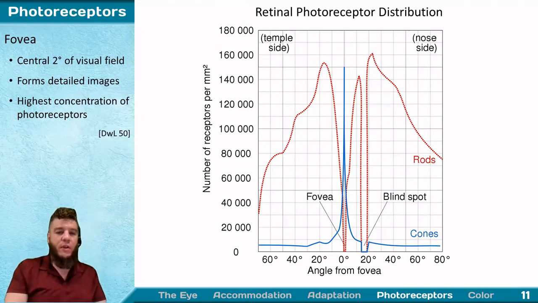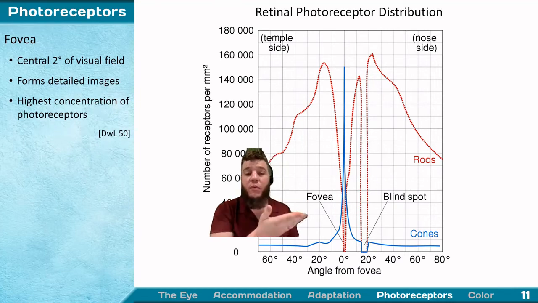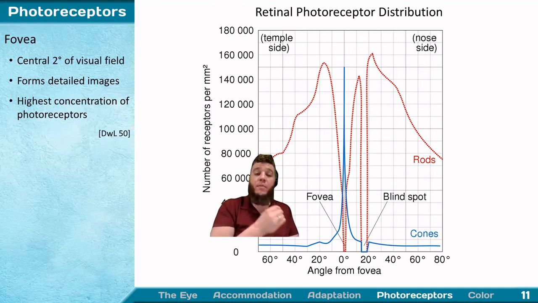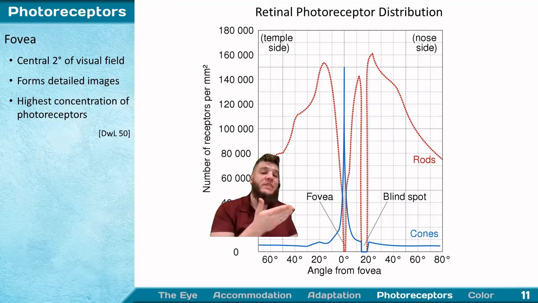In particular, you have the fovea, which is the central 2 degrees of your visual field. Now that's not very big, but your fovea is very important because that's where almost all your cones are, and also where the highest density of photoreceptors anywhere in your eye. So this is where most of our detailed visual processing, at least at photopic light levels, is occurring.